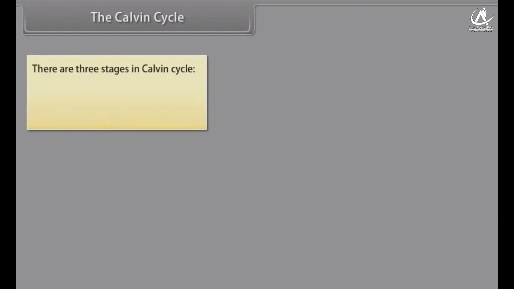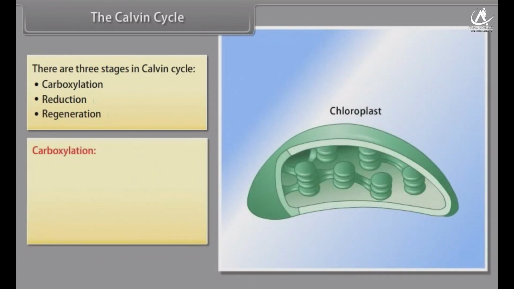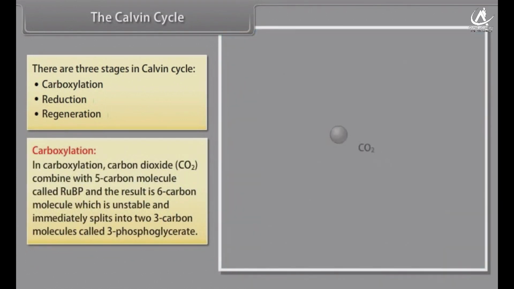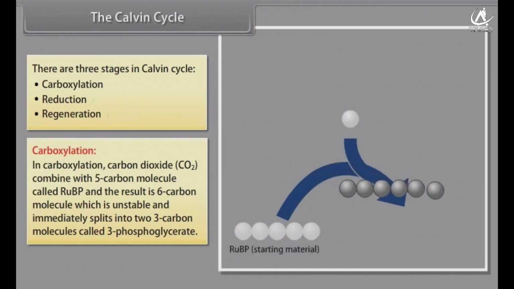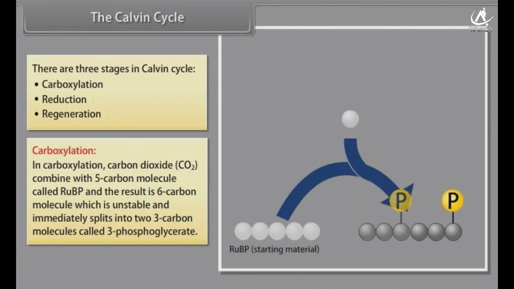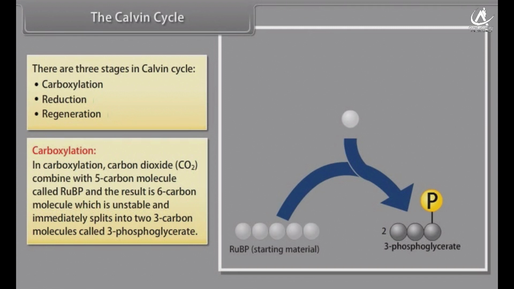The Calvin cycle. There are 3 stages in the Calvin cycle. They are carboxylation, reduction, regeneration. Carboxylation. In carboxylation, carbon dioxide, CO2, combines with a 5-carbon molecule called RuBP, and the result is a 6-carbon molecule, which is unstable and immediately splits into two 3-carbon molecules called 3-phosphoglycerate.